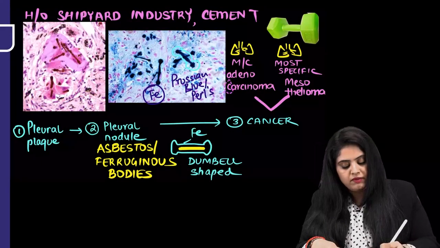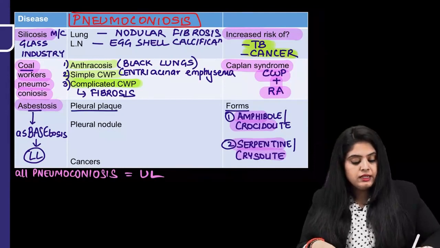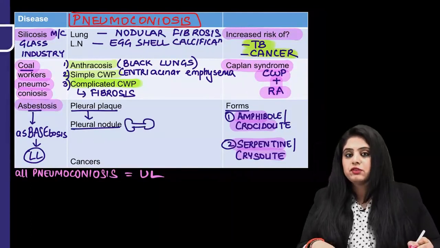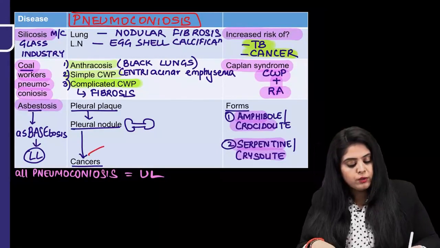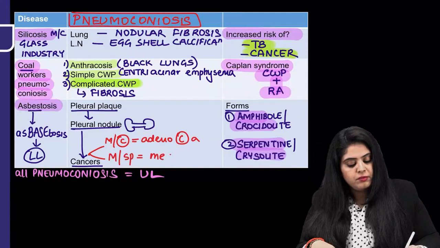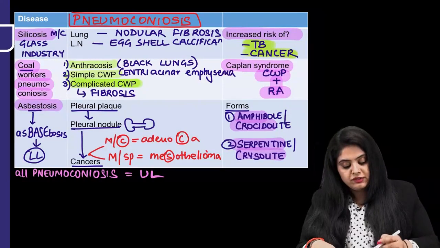So repeating, the common one is carcinoma, the specific one is mesothelioma. That is what I've written again. Number one, you have pleural plaque, then you have pleural nodule. In the pleural nodule you're going to see those dumbbell shaped asbestos bodies, and finally you're going to see cancers. For a quick recap, the most common carcinoma is going to be adenocarcinoma, and the most specific cancer is going to be mesothelioma. The same information I have told you way back in the neoplasia chapter also. Okay, so these three are done for us.